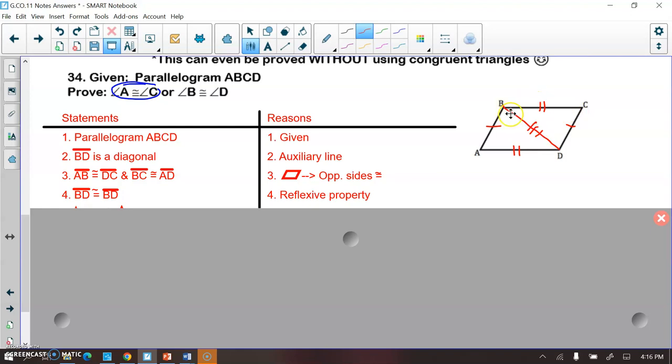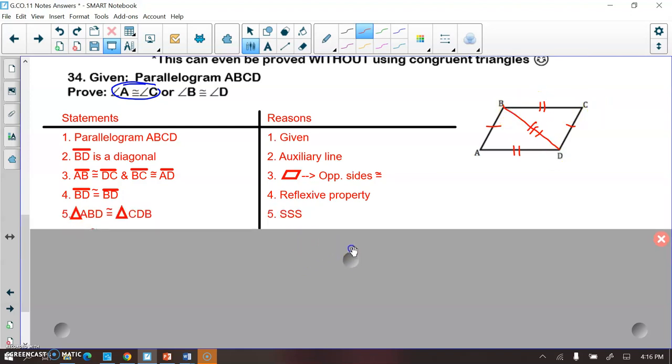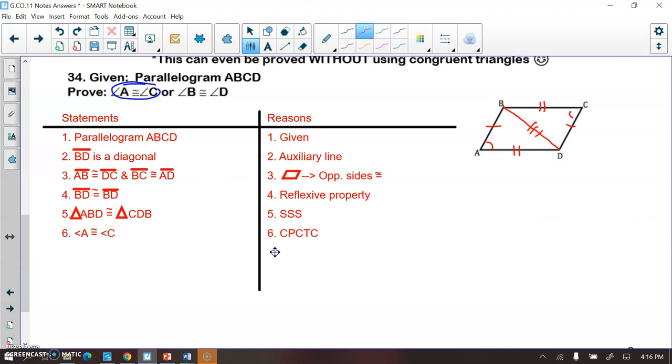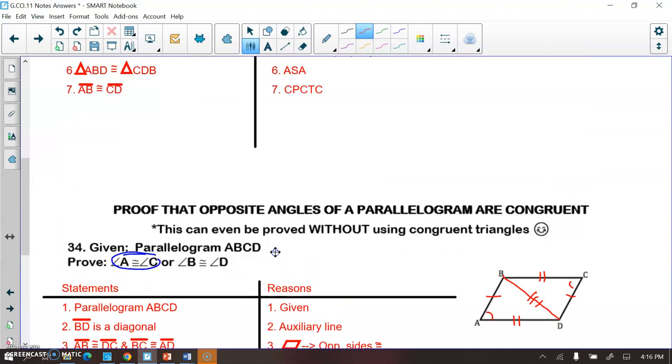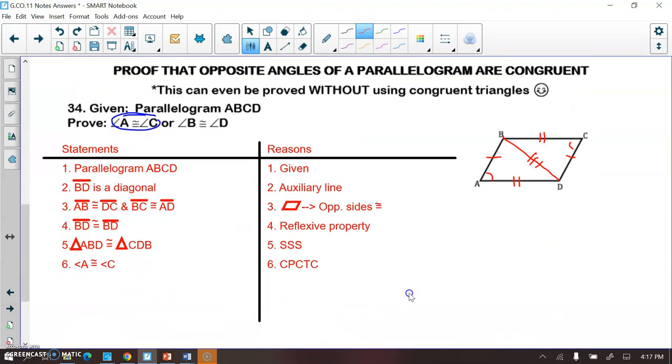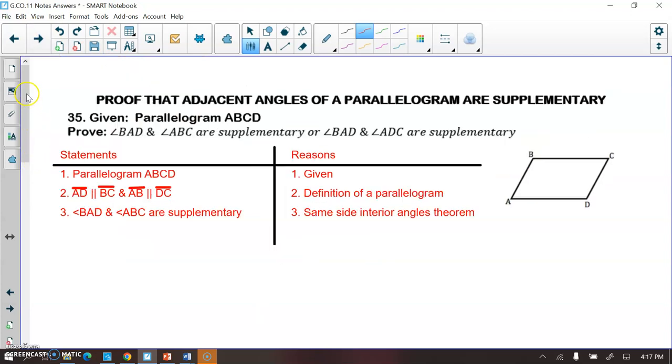So these two triangles here then are congruent by SSS. And so therefore, I can say that angle A and angle C are congruent by CPCTC. Again, you could have done this same exact proof, and then your last step would be angle A and angle C congruent by CPCTC, but I showed you a different way. All right, moving on to the next page.